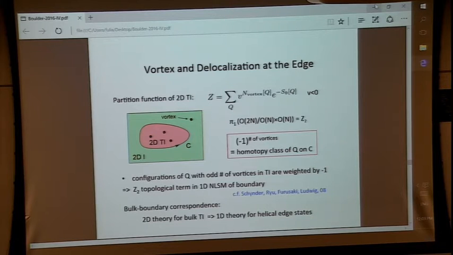The details also matter, but the important thing is if I compare two theories: if I have an entire region which is trivial, you still have vortices, and they also contribute, but they all contribute with the same sign. And in that case, you have localized states, right? But when you have this configuration, vortices can contribute with a negative sign. The plus and minus terms can cancel, and that leads to delocalization on the boundary.